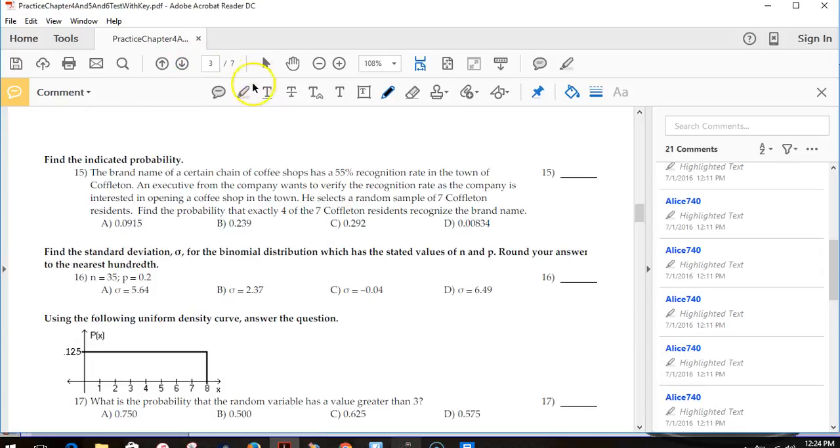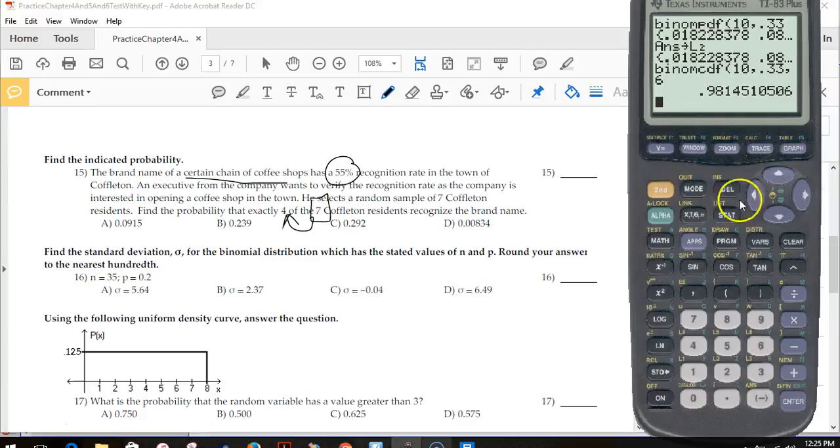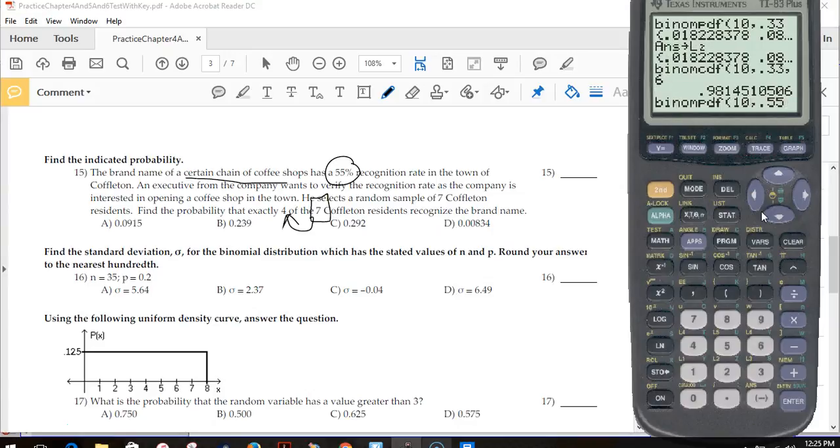Next question. A certain chain of coffee shops has a 55% recognition rate. You talk to 7 people. What's the likelihood that exactly 4 know? So I'm going to go into StatVars, binomial PDF. I talked to 7 people, 55% probability that they'll recognize the brand. I want to know exactly 4. The 10 was the last question. 292, 292, C.